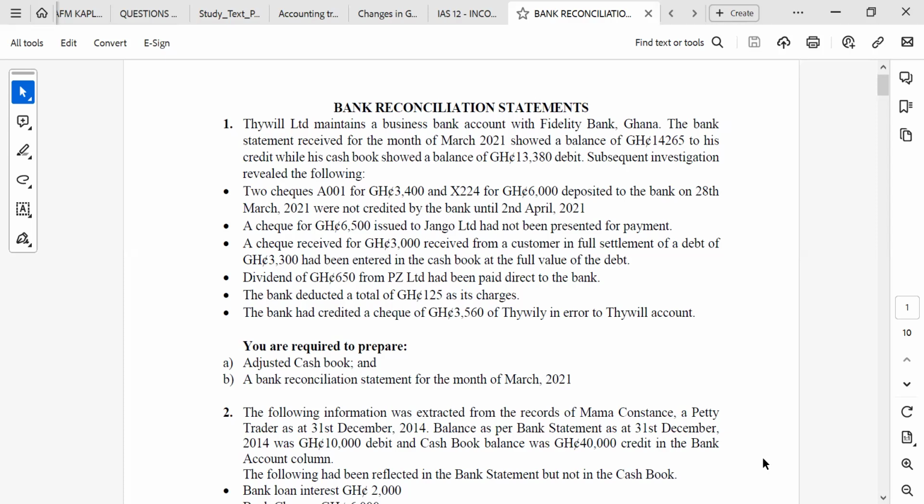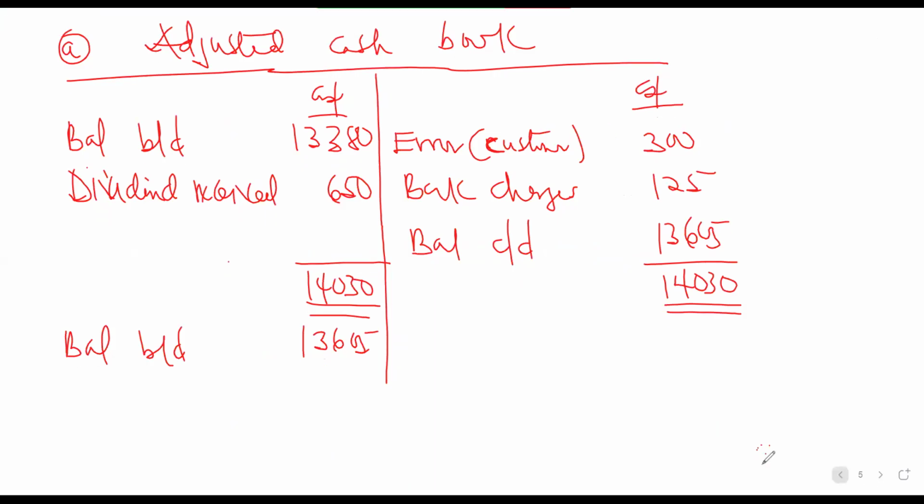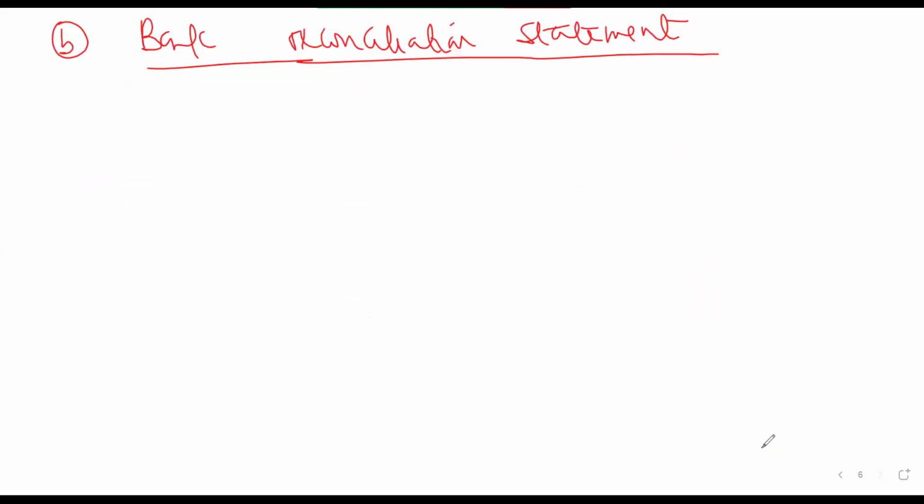We are reconciling. You see that your bank statement balance is 14,265. After you have adjusted the necessary items, your adjusted cash book balance should be the same as the bank statement balance. But you can see there's still a difference. So it means that certain transactions were not captured in the adjusted cash book, and those are the items that we use in preparing our bank reconciliation statements.